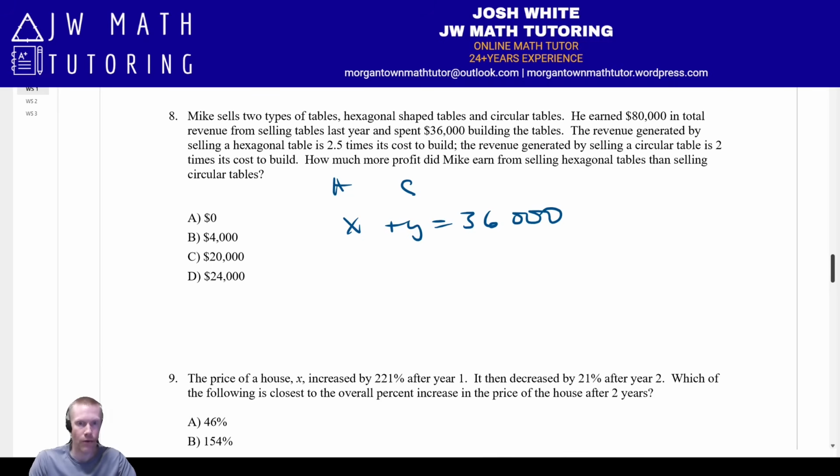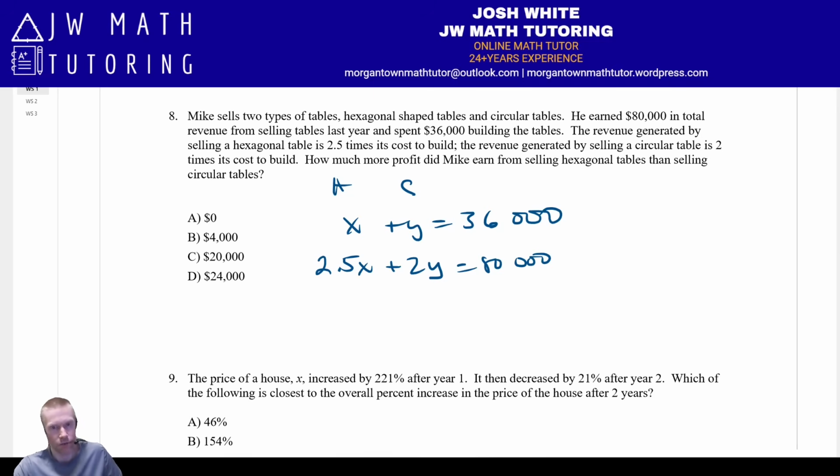Okay? Then we also know his revenue is $80,000. Now, how do you get the revenue? Well, the revenue for selling a hexagonal is 2.5 times its cost, so that means it's 2.5 times x. And the revenue for selling a circular is 2 times its cost, so 2 times y. So we take this system of equations and we solve it for x and y.